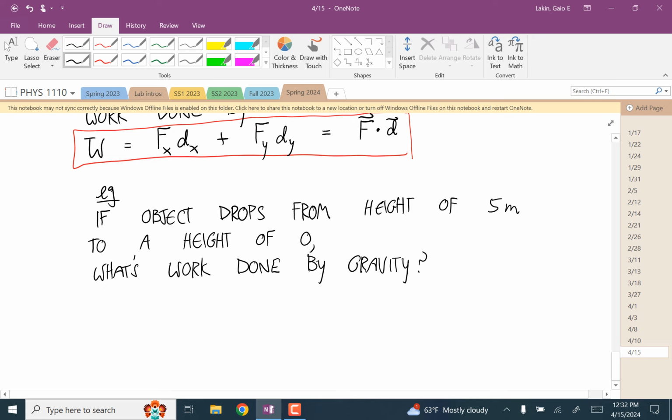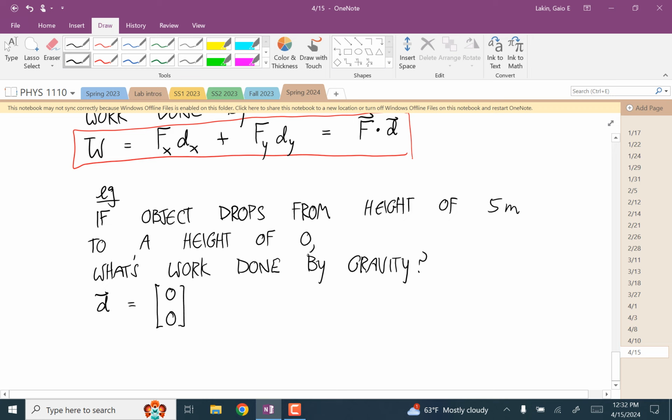Okay. Well, first we have to calculate the displacement. And the displacement vector is going to be the position at the later instant minus the position at the earlier instant. At the later instant, the position is 0, 0. It doesn't matter what that x position is. All it's doing is just dropping straight down. So we'll imagine our origin right underneath where this object is falling. So that's the position at the later instant.